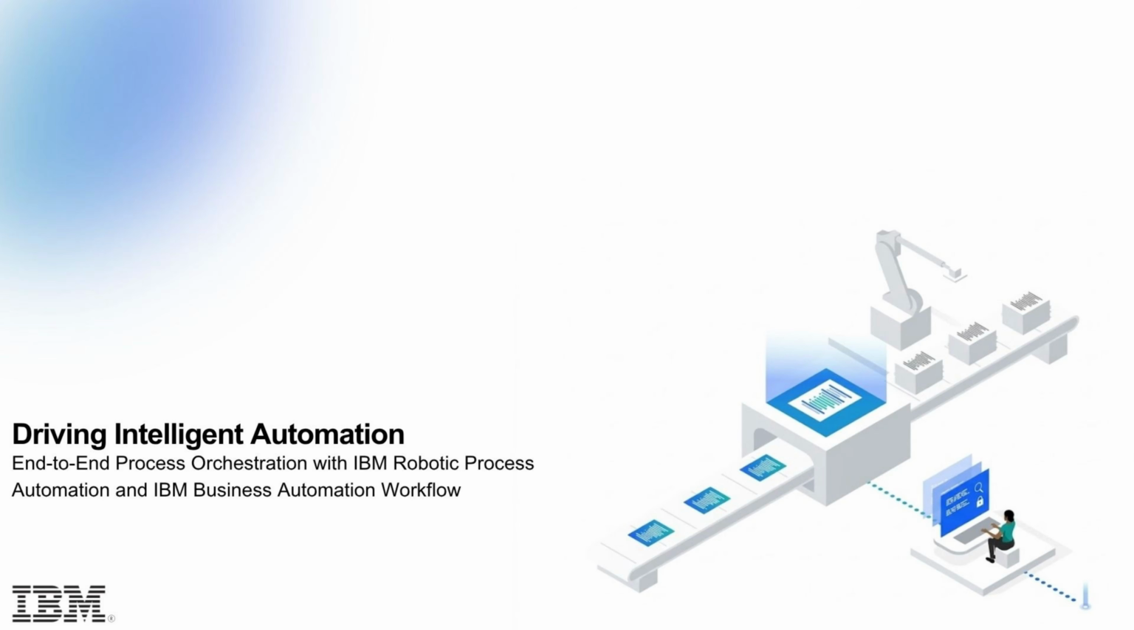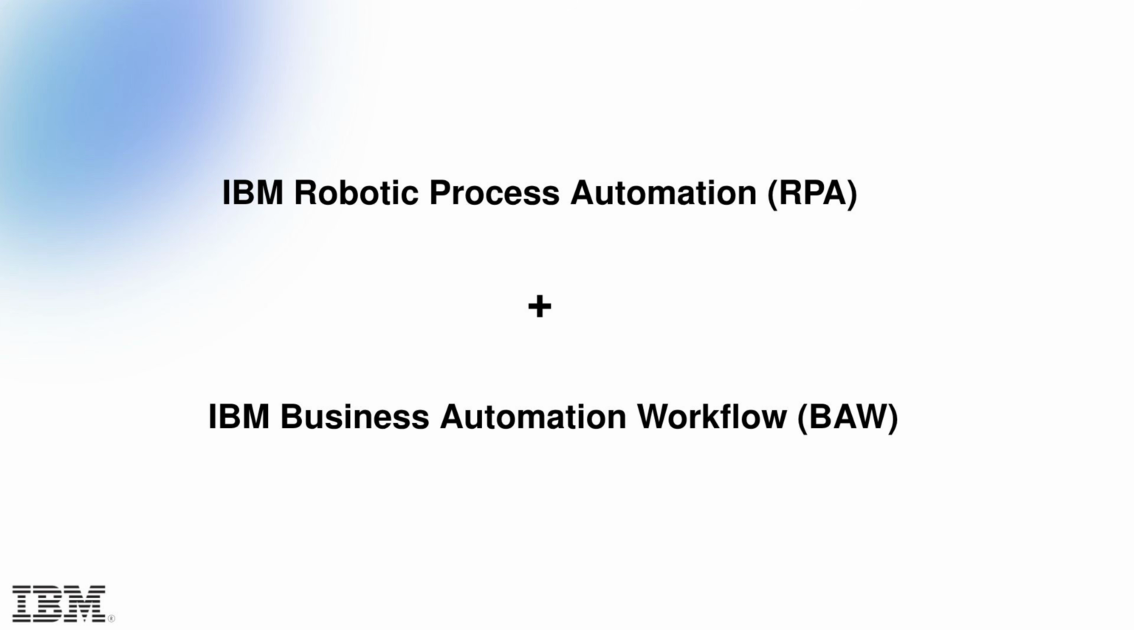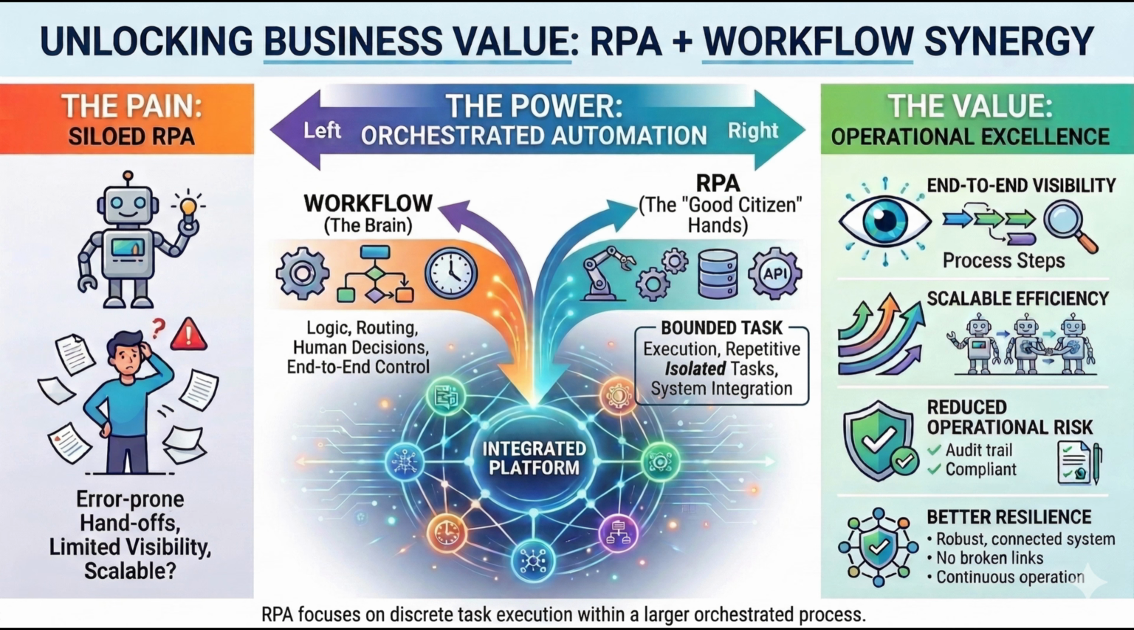In this session, I want to talk about how we move from simply automating tasks to driving a resilient, high-performing operation by bringing together IBM Robotic Process Automation and IBM Business Automation Workflow. Throughout the video, I will simply refer to IBM Robotic Process Automation as RPA and IBM Business Automation Workflow as BAW. When we look at the pain side, it's about recognizing that when RPA works in a silo, it faces limitations. Without an overarching brain to guide it, even the most efficient bot can struggle with visibility or complex exceptions.